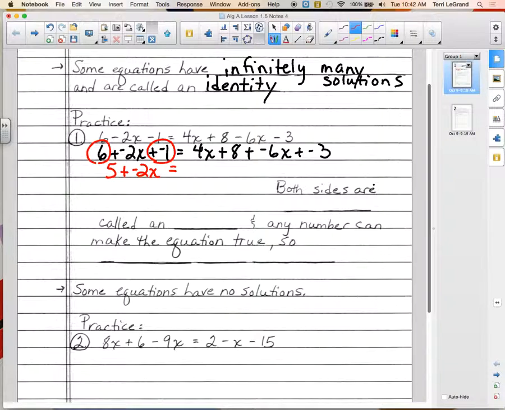Okay. How about the right side? Is there any simplifying to do on that side? Any like terms? Okay, the 4x and the -6x are like terms. So what does that combine to be? What's 4x plus -6x? -2x. Thanks, Calvin, for raising your hand. -2x.